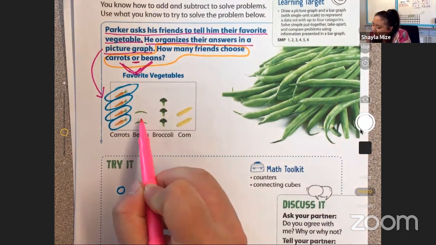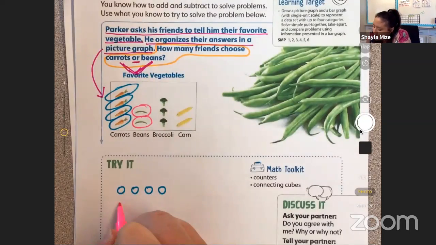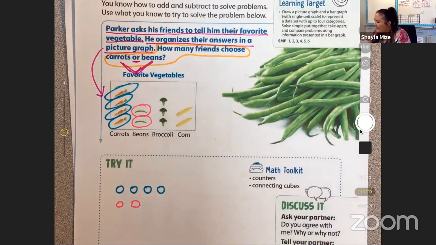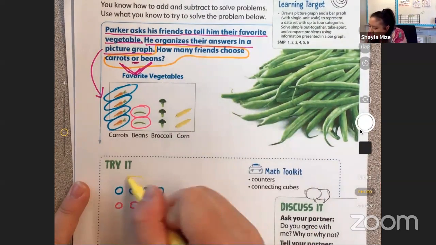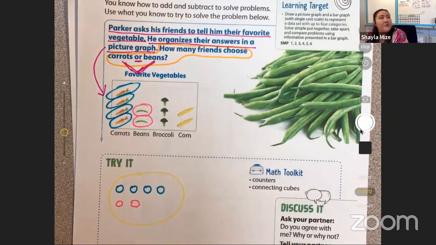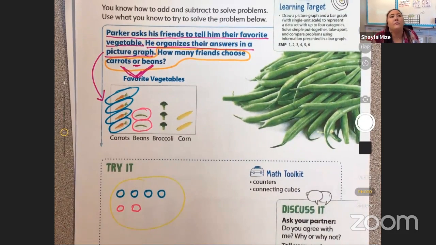How many friends chose beans? Type it in the chat. How many friends chose beans? Awesome, only 2 friends chose beans, right? So all together, there's 6 beans or carrots all together, but they chose 4 carrots and 2 beans. Any questions on that? That's just looking at the page. Okay, so now turn to page 78.